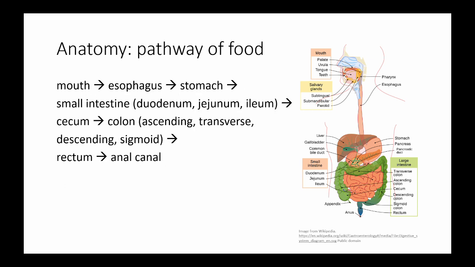Now we'll review gastrointestinal anatomy. The pathway of food through the GI tract is the mouth to the esophagus, to the stomach, to the small intestine, which includes the duodenum, jejunum, and ileum, to the cecum, then the colon, including the ascending, transverse, descending, and sigmoid colon, and finally the rectum and anal canal.